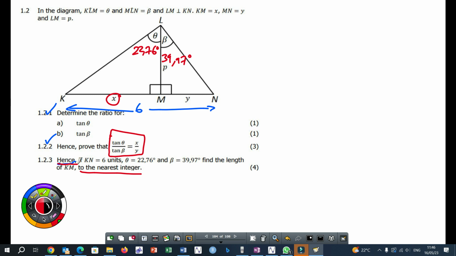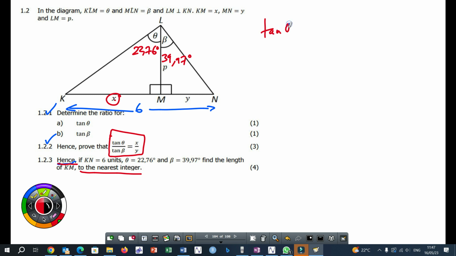You following that? Yes. So tan theta over tan beta is equal to x over y. We are going to use that. So what I'm going to use it to do? Well, we are going to use it to try and determine what x is and what y is. If we know the value of x or the value of y, it means we can then use this 6 here to write either y in terms of x or x in terms of y. Okay, so it's 4 marks.